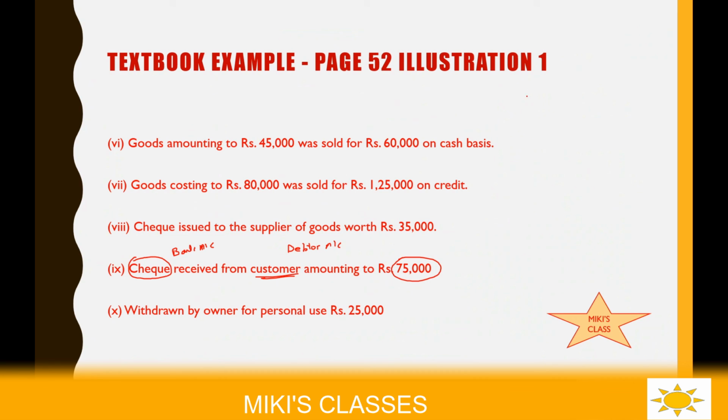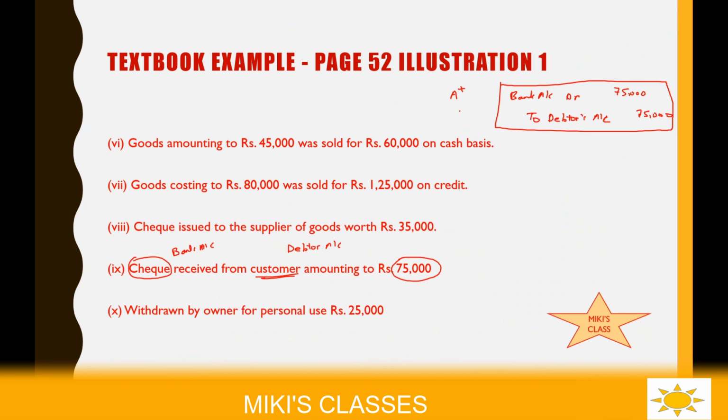Let's quickly check. So money has come in, right? So the bank account has to be debited to the debtor's account. What is the amount? 75,000. Correct? This will be the journal entry for this transaction. Bank account is an asset. When an asset increases, it has to be debited.